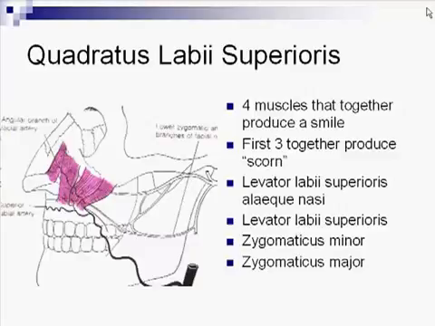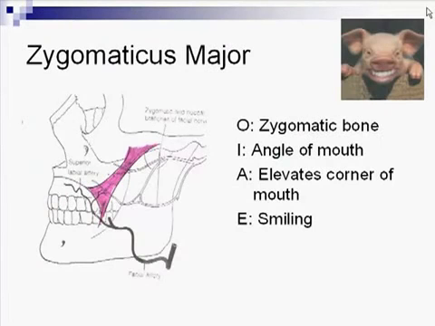Zygomaticus Minor, origin is the zygomatic bone. Insertion upper lip, it raises the upper lip. Again, the expression is scorn. Let's talk about the Zygomaticus Major. We already mentioned minor. That helps to form the expression of scorn. The expression that the Zygomaticus Major allows for is smiling.